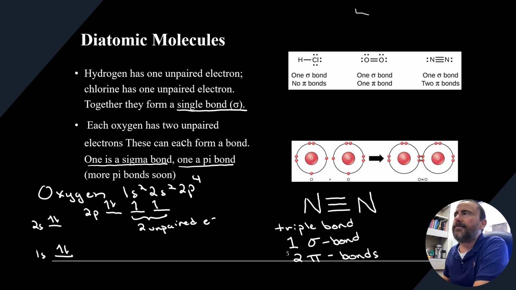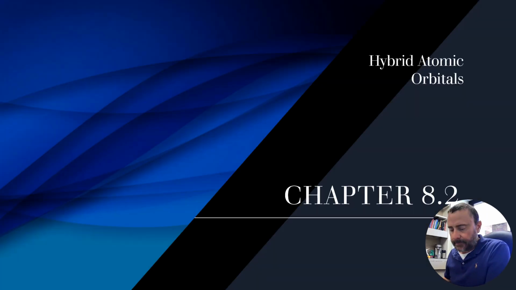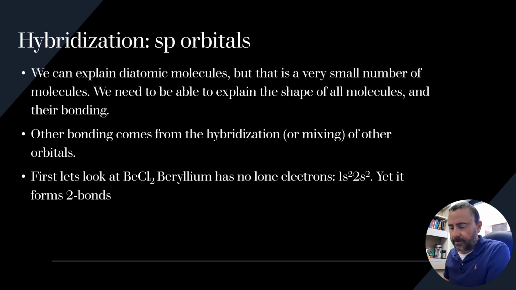And we're going to do that by something that we're going to call hybrid atomic orbitals. All right, hybrid atomic orbitals is what happens when we have small molecules, but we start to have bonding that we cannot predict from the valence bond theory that we had before. Okay, and so what's going to happen here is that other bonding is going to come from what we call the hybridization of our orbitals, which is just when orbitals actually mix together.